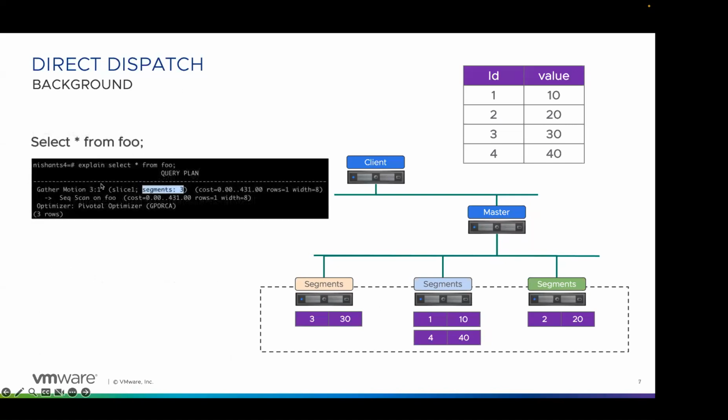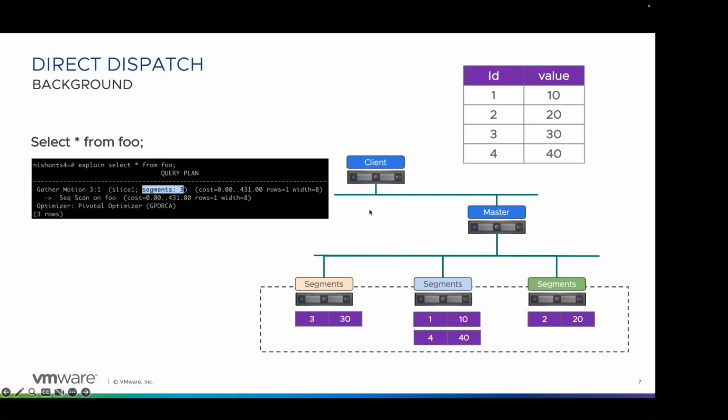Now let us see one query. If we write the query like select star from foo, that means we want all the data from across the segments. So this is the plan which got generated for this query. We see here that we got the data from all the three segments. The plan was sent to all the three segments and we gathered this data at the master or coordinator node.